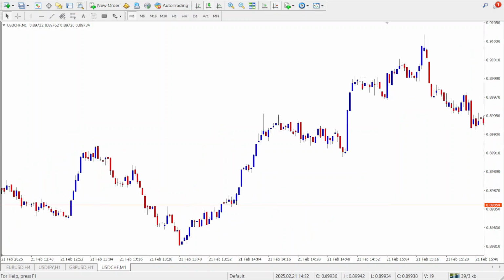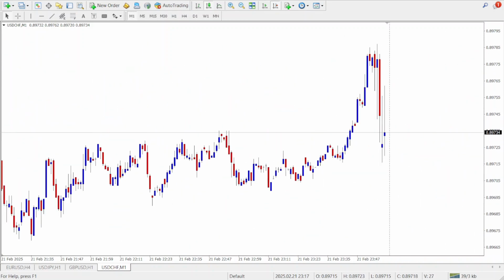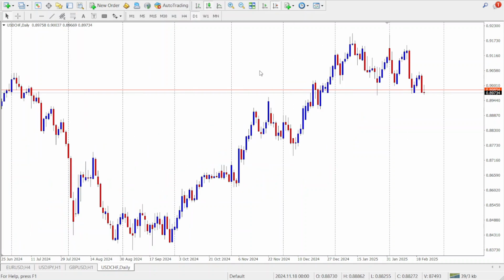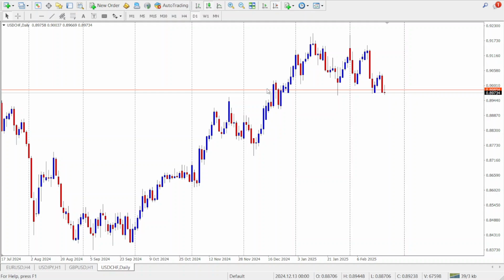So what are supply and demand flip zones? First things first, let us talk about supply and demand flip zones. In basic terms, supply and demand are the forces that drive price in the market. Supply is where sellers are ready to sell, that's where we have a supply zone, and demand is where buyers are looking to buy. So when price reaches a level where there is significant supply or demand, it tends to reverse.